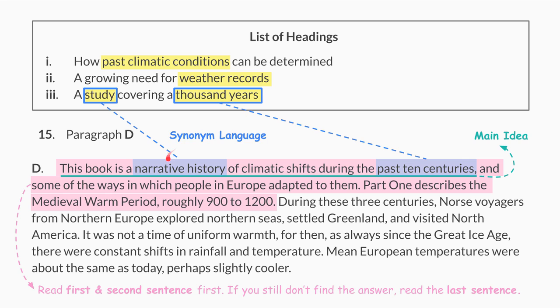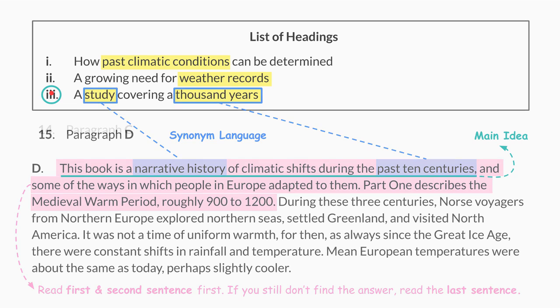So since we have located our synonym language here, and the main idea of this paragraph is about this book being a narrative history or a study of climatic shifts during the past 1,000 years, the correct answer for question number 15 is going to be answer choice number 3.